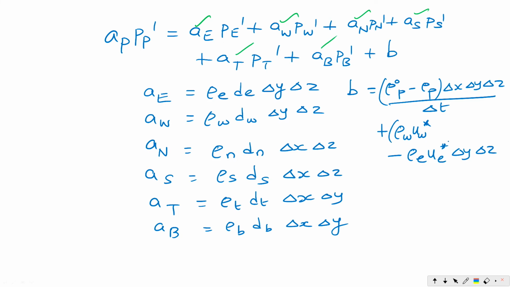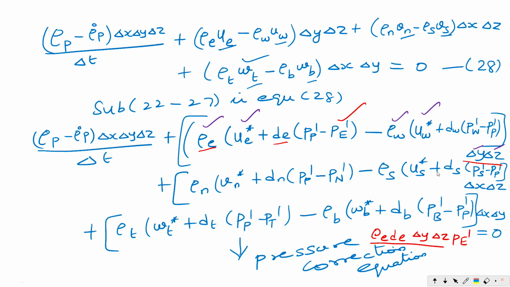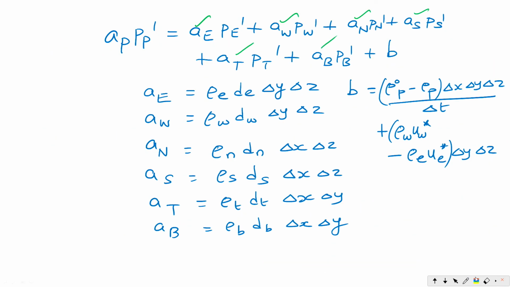Yeah, it becomes like this: rho w u w star minus rho e u e star into del y del z. So what will be the corresponding terms for the y direction and z direction? You can see here now. I will show it in this light blue color: rho n v n star into del x del z. Similarly, minus rho s u s star into del x del z. So this minus rho s u s will become plus, and this plus will become minus. I will go to the next slide, and I hope now you can easily get the point.